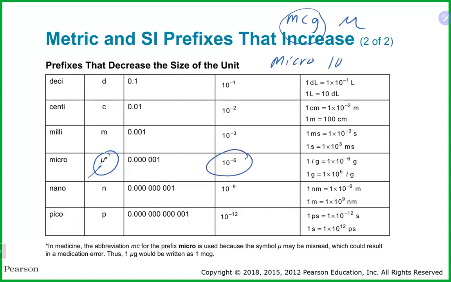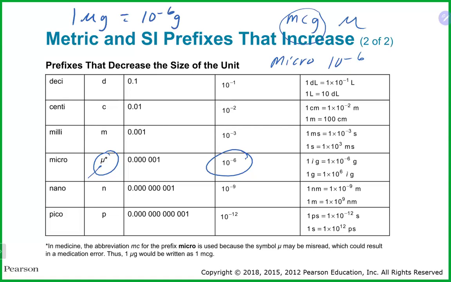So speaking of that, if we had micro, and we look and it says 10 to the minus 6, what that means is if I had 1 microgram, which is the prefix unit, there would be 10 to the minus 6 grams, which is the base unit. So that is the proper way to use that.